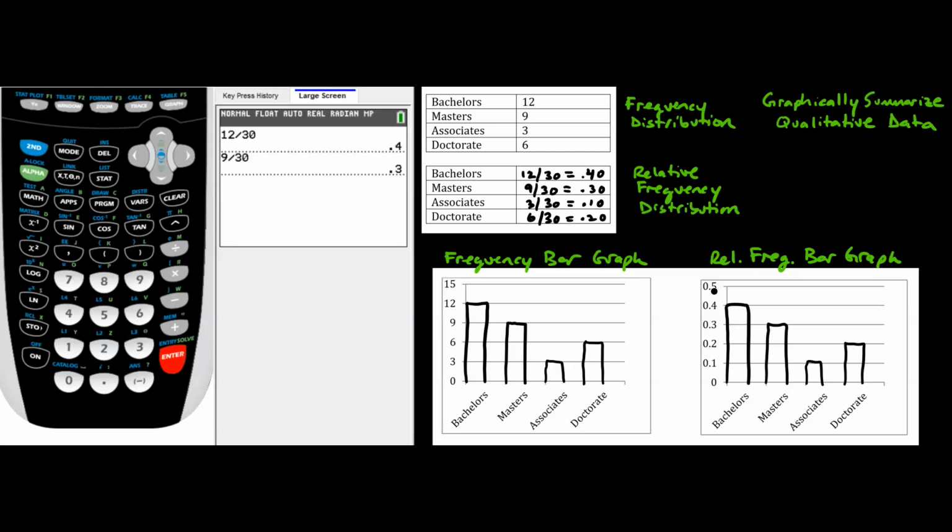Don't those graphs tell the exact same story? Isn't it the same relationship that the bars all have among each other in this picture or in this picture? And for that reason, sometimes we see frequency bar graphs and sometimes we see relative frequency bar graphs. The reality of it is, though, you are never going to construct these by hand, both in this class and in any other class or in practice.